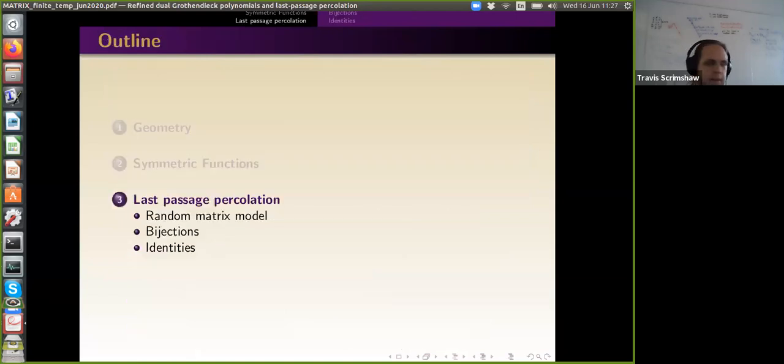So now that I've thoroughly bored the audience, maybe I can perk everyone back up, because now I'm starting to talk about some probability theory.